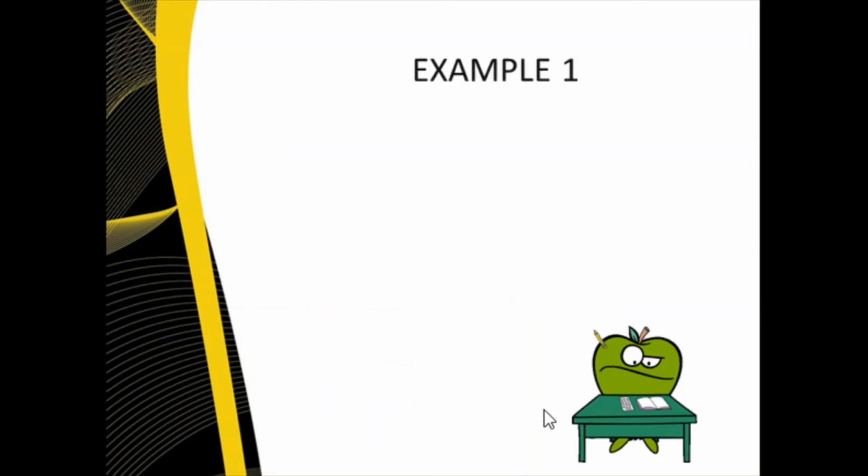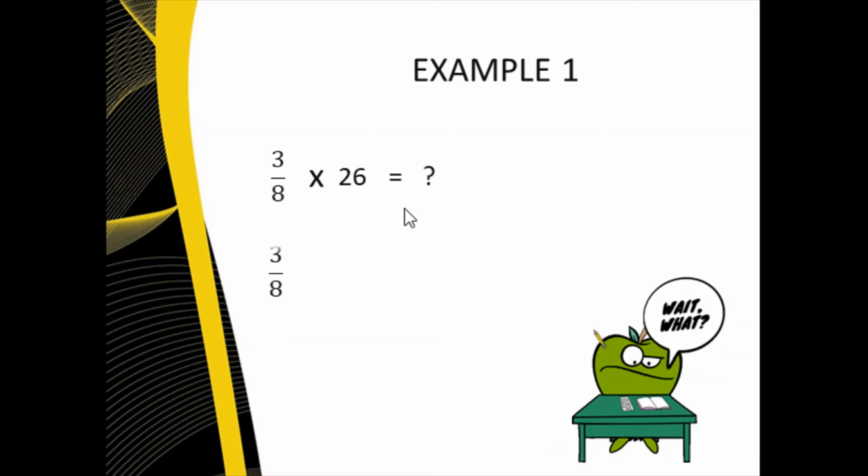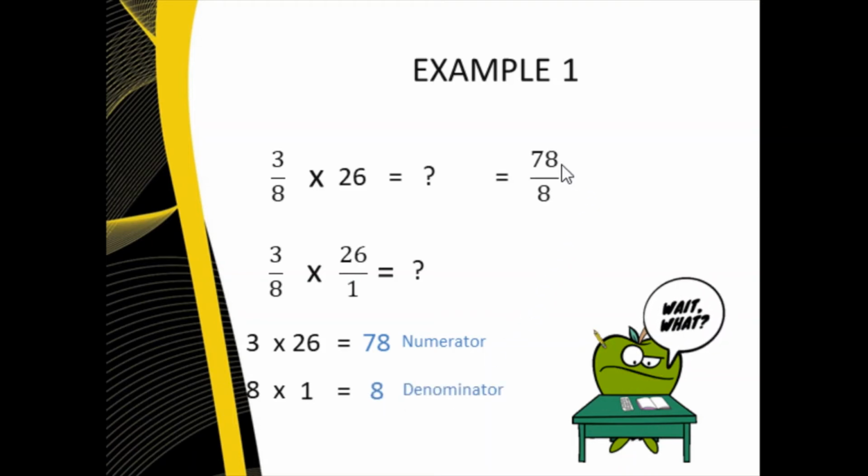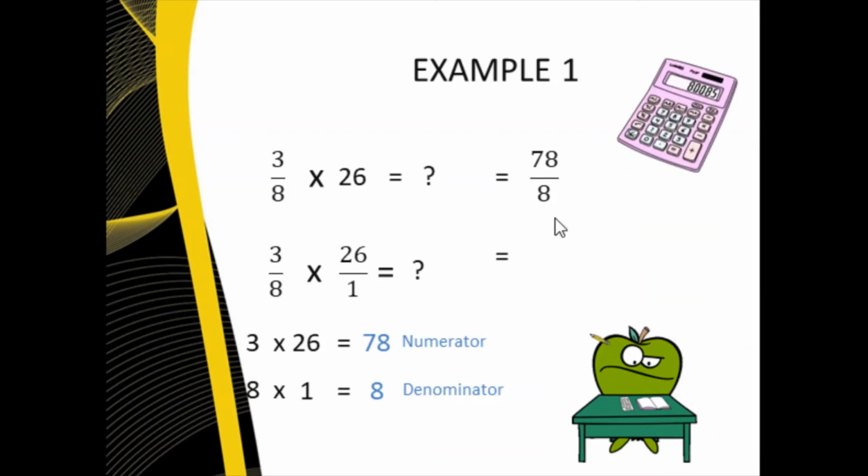Okay, example, 3/8 times 26 equals. Put 1 to make it a fraction, multiply the numerators, multiply the denominators. We get 78 over 8, or 9 and 6/8, or 9 and 3/4.